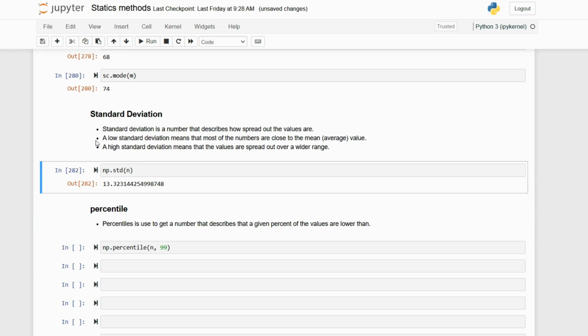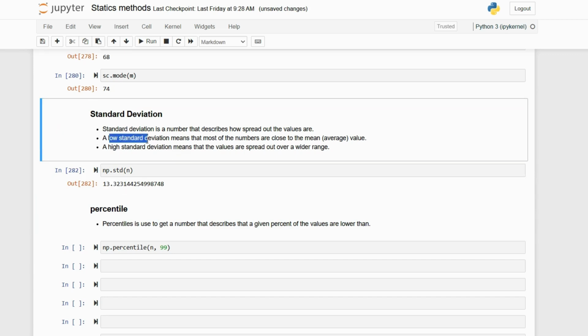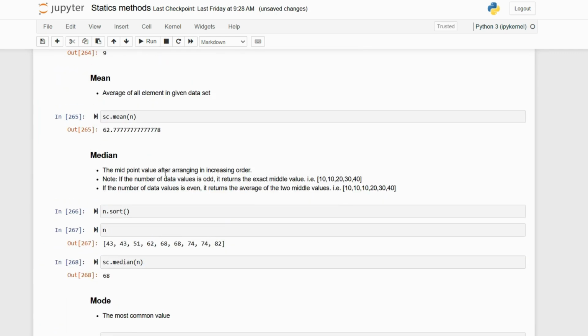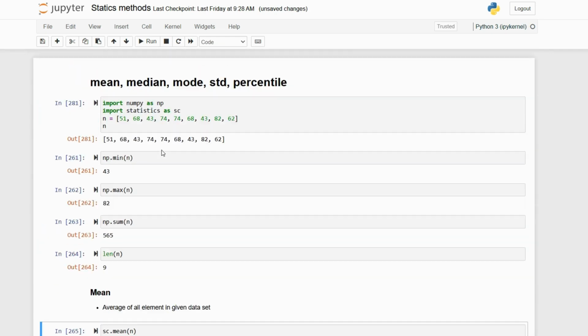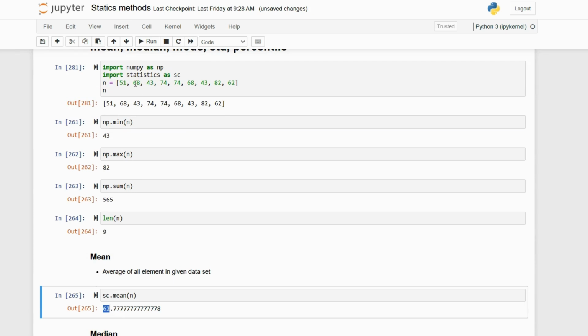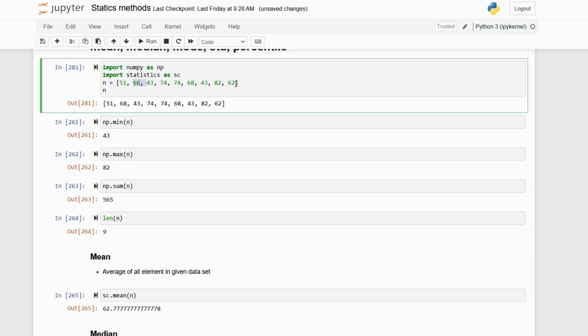So 13 we consider a low value. A low value means most of the values in the data set are closer to the mean value. The mean value is 62, so we can say yes, most data elements in our data set are closer to the mean value. 60 is closer to 62, 62 is already 62, so we can see most values are closer to 62.